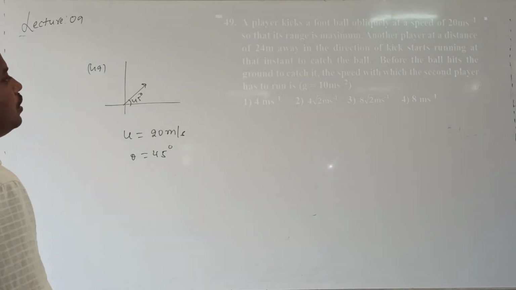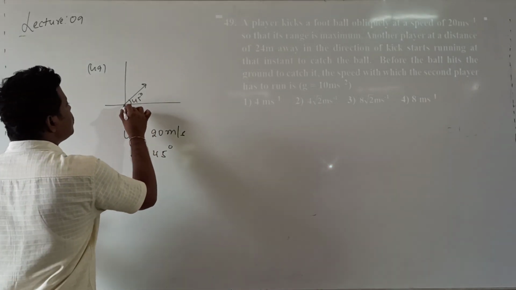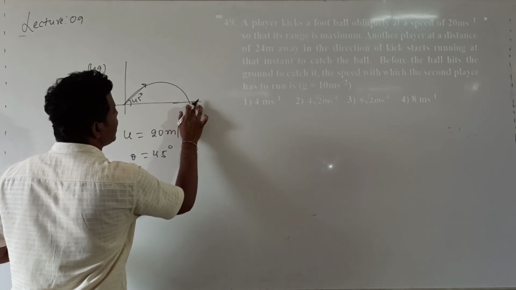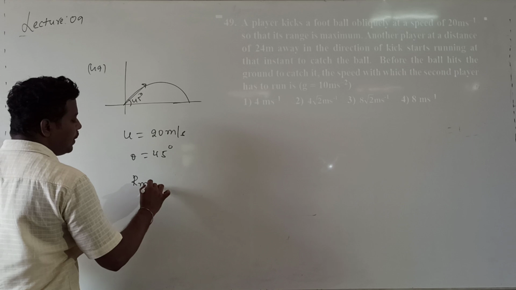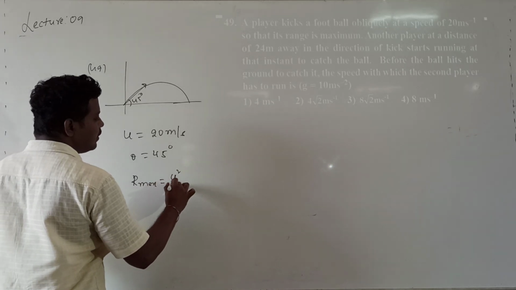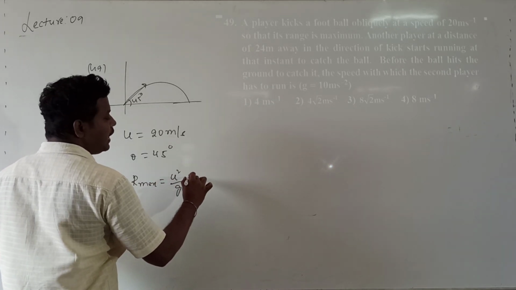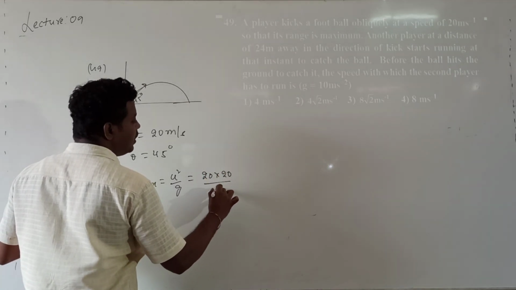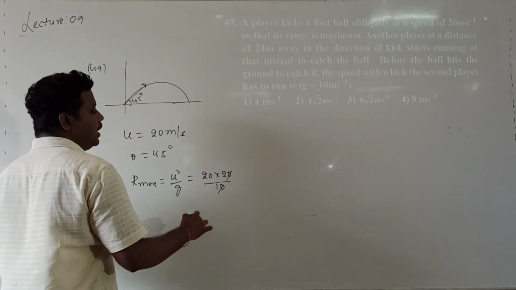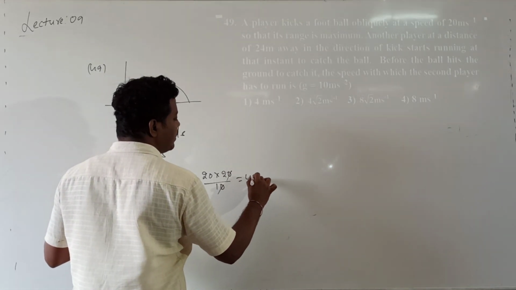When I know the theta value, what happens? It will follow this path and finally reach the ground. So what is the R max value given by? R max is equal to u square by g, with g given as 10. So the u square value is 20 into 20 divided by 10. So cancel, and the answer is 40 meters.